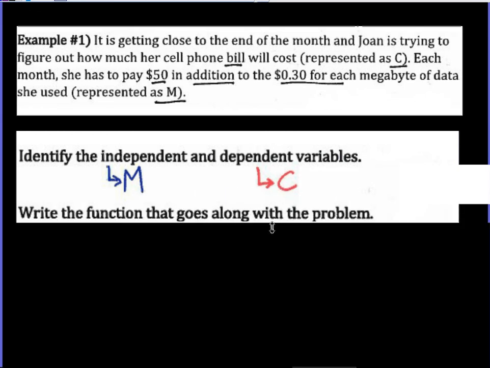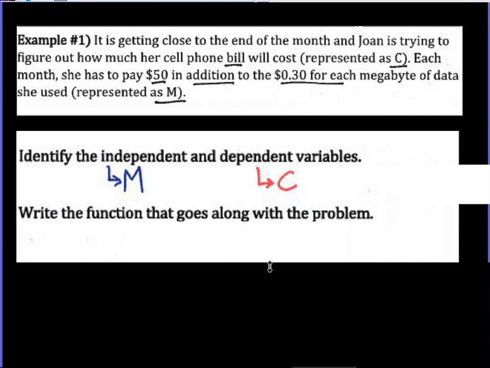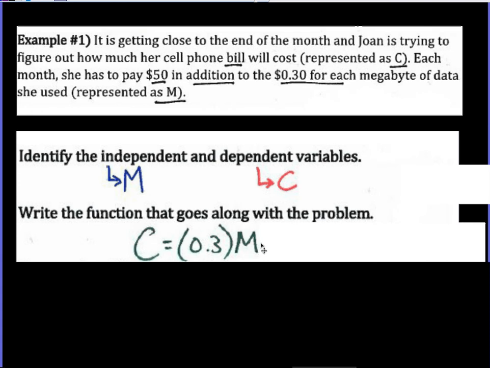So then it says write the function that goes along with the problem. And so still using that idea of how a normal equation looks, we can set it up using different letters and different numbers instead. And so like I said before, we're going to have c equal to, since that's our output, and then since we said multiply, it's going to be 0.3 times m, and I said there's going to be a plus in there, so it's plus 50.